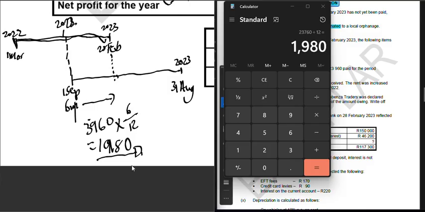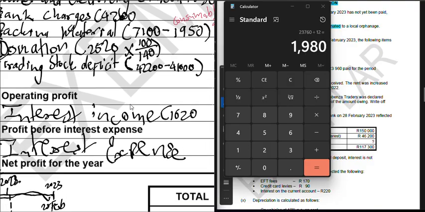So we need to remove 1,980. So what is this calculation for? All of this is for insurance. Now, you don't necessarily have to do this timeline. I just did this so that you guys can understand what's going on. All right, so we have that amount there. That transaction is done. We are going to complete it now.